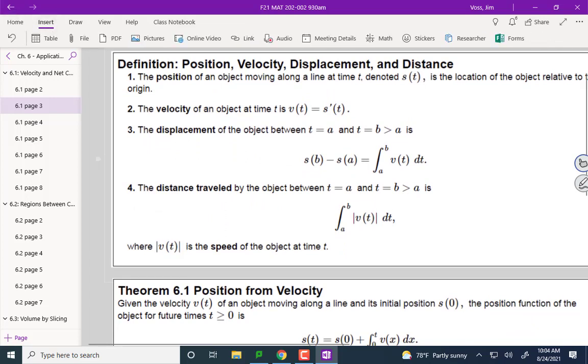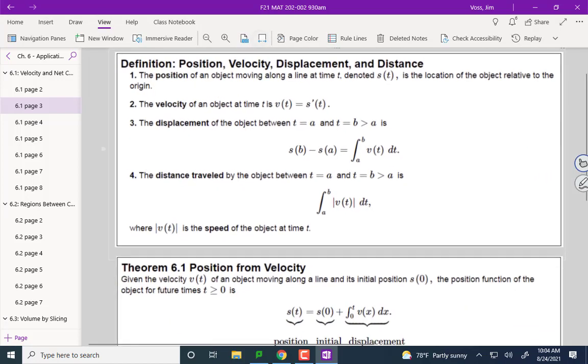Let's see, where is the, is it view? Must be view.